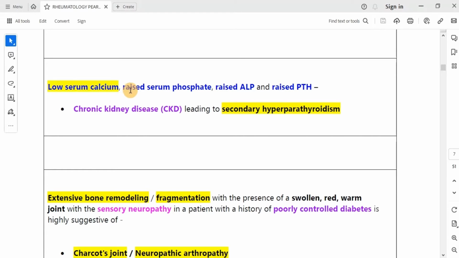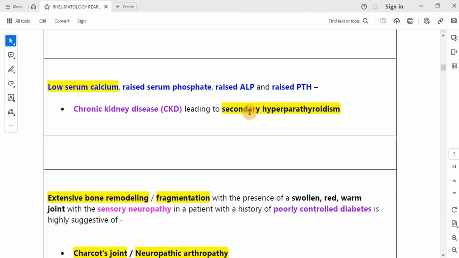Low serum calcium, raised serum phosphate, raised alkaline phosphatase, and raised parathyroid hormone is highly suggestive of chronic kidney disease leading to secondary hyperparathyroidism. So in case of secondary hyperparathyroidism, everything should be elevated except the calcium level, that is hypocalcemia. And in tertiary hyperparathyroidism, there should be hypercalcemia. And always remember, secondary and tertiary hyperparathyroidism can only occur in the presence of renal impairment. If there is no renal impairment, then secondary and tertiary hyperparathyroidism is excluded.